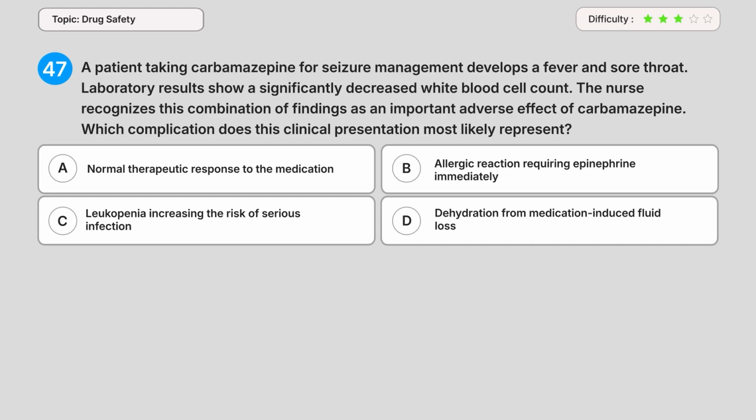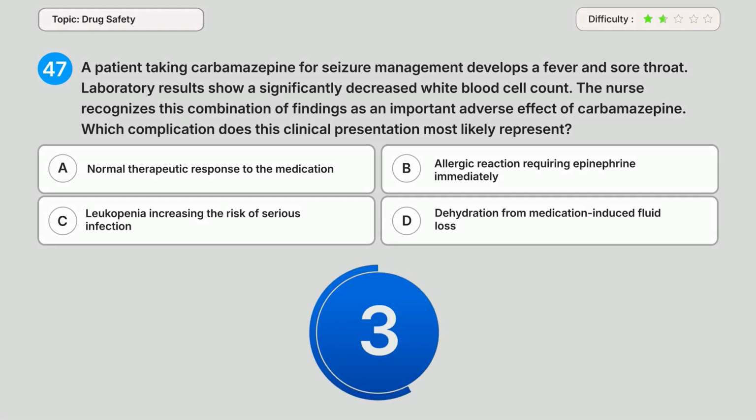A. Normal therapeutic response to the medication. B. Allergic reaction requiring epinephrine immediately. C. Leukopenia increasing the risk of serious infection. D. Dehydration from medication-induced fluid loss. What do you think is the answer?